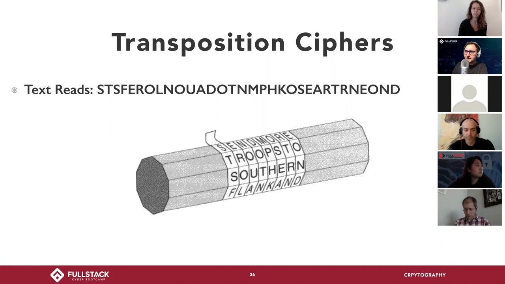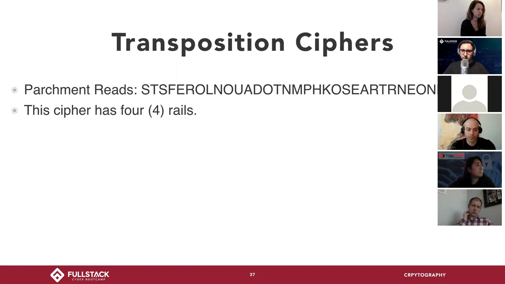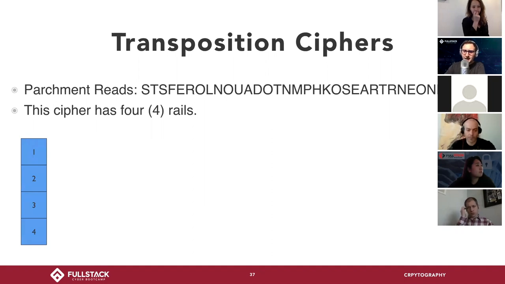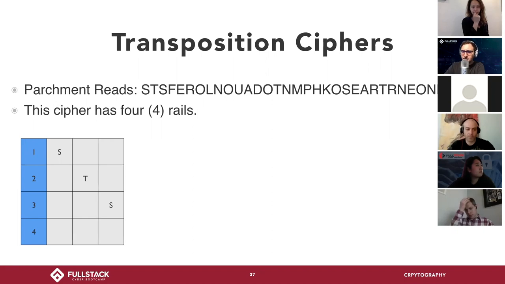You would have this text that seems like gobbledygook, but really this text is separated by a number of lines. If you notice, there's the S and then the E and then the N and then the D, and all of those are equidistant from each other. So when this tape is wrapped around the scytale, it works out. In modern times this is known as a rail cipher, and this particular cipher has four rails. So we have STSFER. We can see that we have four rails here and start to write this out. Let's take our S and then our T and then our S and then our F and then back to the top.